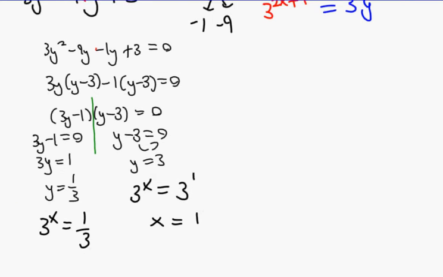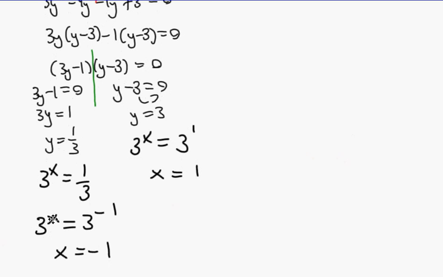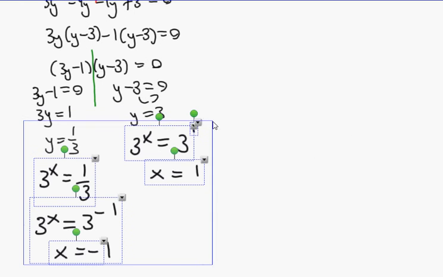What about 3 to the x equals a third? 3 to the power of minus 1, x equals minus 1. So 1 and minus 1. Is that right? Yeah. Okay guys, so 1 and minus 1. How many people got that one now? Okay, so a couple of you, well done. Now, I'll leave that up there for a second.